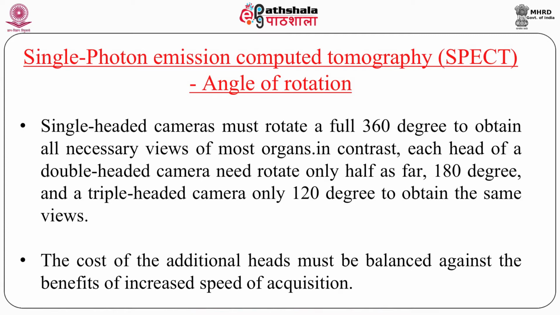It does not mean that a triple head camera is going to have much more advantage than a dual head camera. So always go for a dual head camera, because though the angle of rotation of a triple head camera is 120 degrees each, it is not going to have much advantage over the dual head camera. That is why it has been clearly mentioned that in order to have an additional head, we must balance what benefits we are going to have as far as acquisition is concerned.